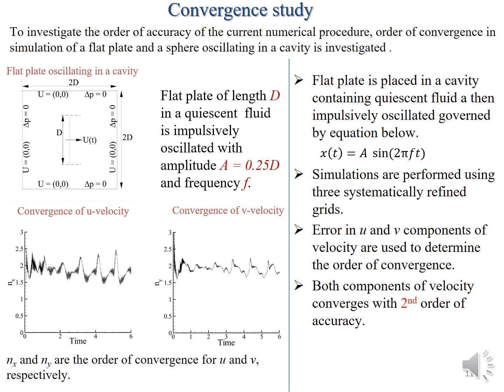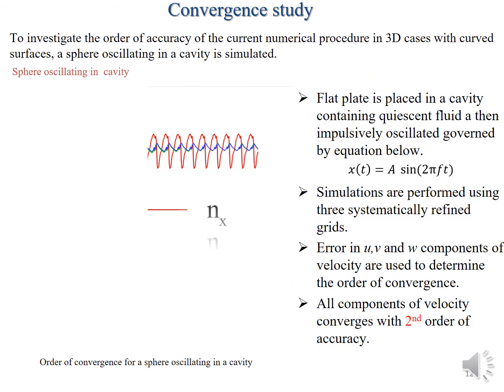So the first thing we do is to check the convergence of our method and check the order of accuracy. And to do this, we implement two cases. The first case is a flat plate oscillating in a cavity. We do this with a systematically defined mesh, and we calculate the error in each mesh and see what the order of convergence is. For this case, where nx and ny are the orders of convergence of u and v respectively, we find that for all time, the method converges with second order accuracy.